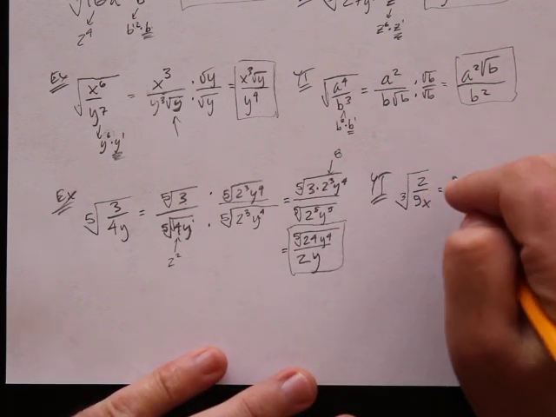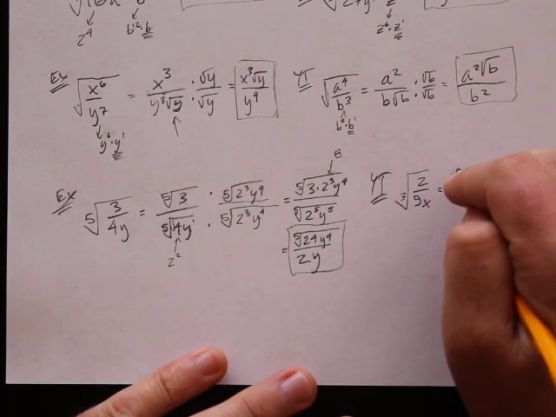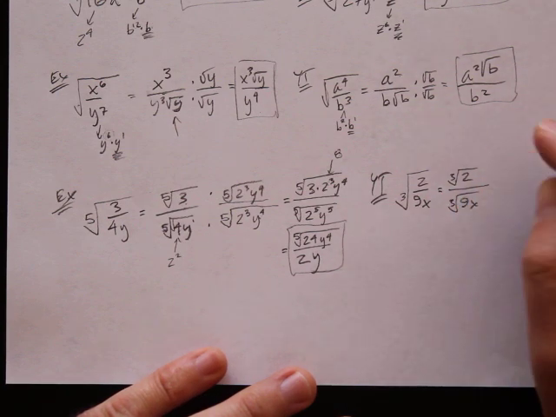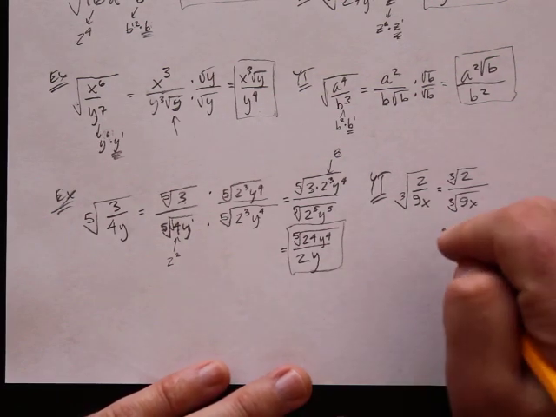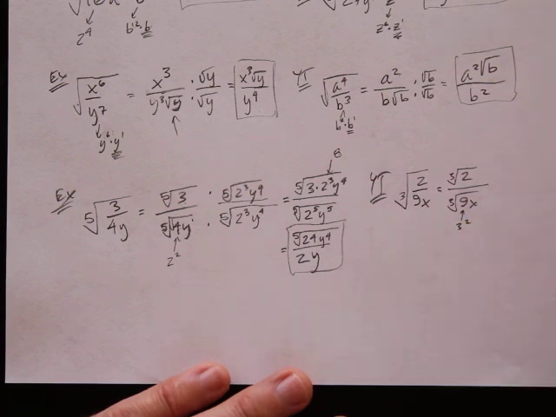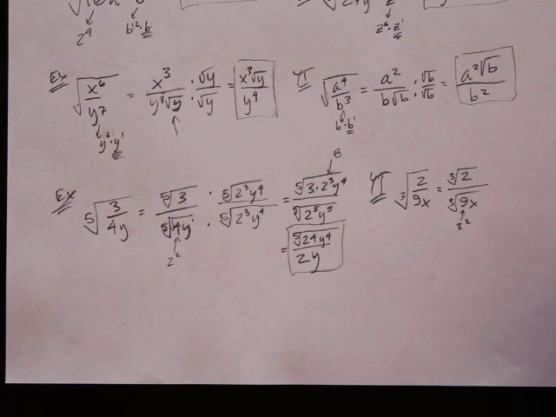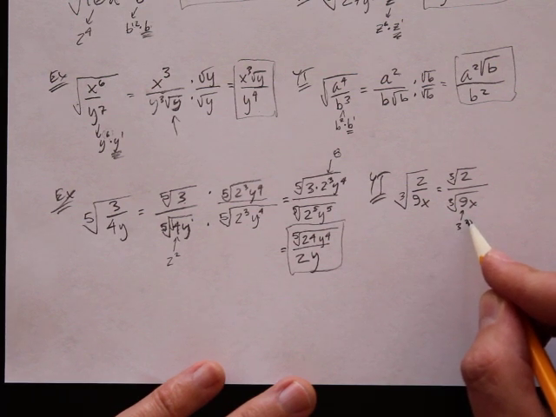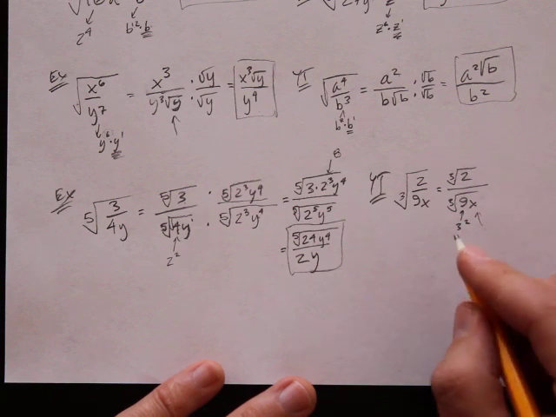All right, let's see how you did. So the first thing I'm going to do is rewrite this as the cube root of 2 over the cube root of 9x. And then I'm going to think about this 9 as 3 squared. And once I've done that, I need to think about what do I have to do to get this to be cubed, and what do I have to do to the x to get that one to be x cubed.